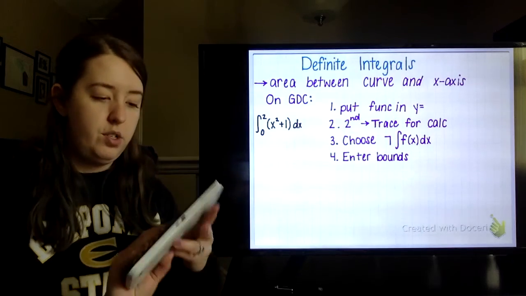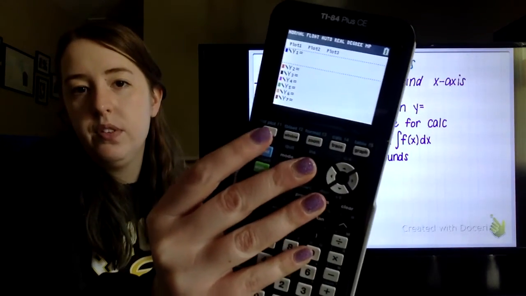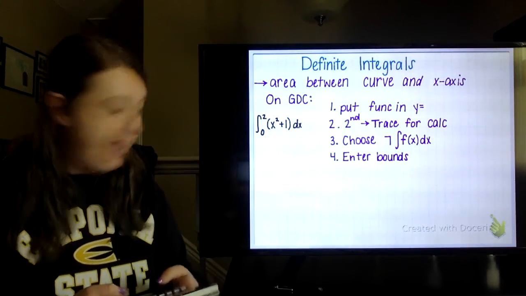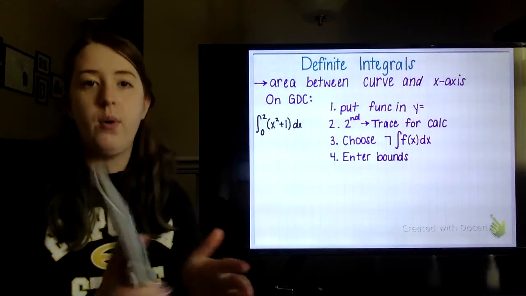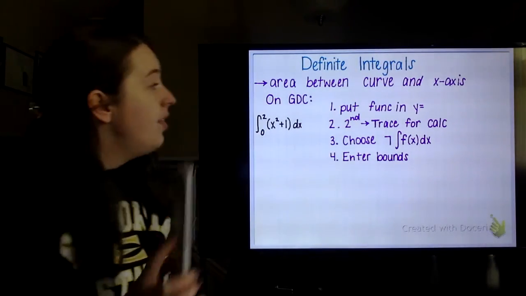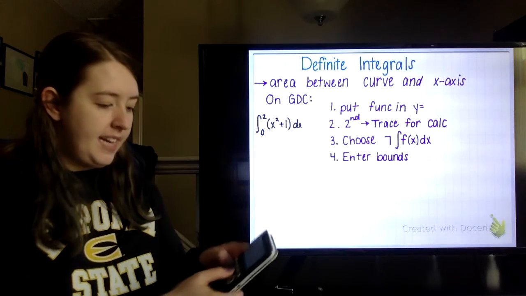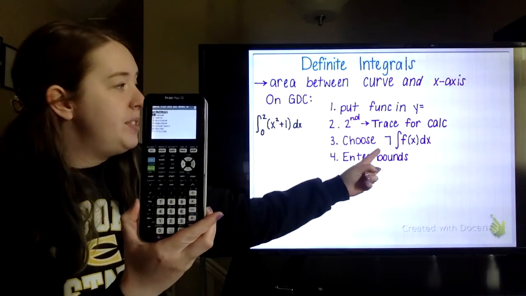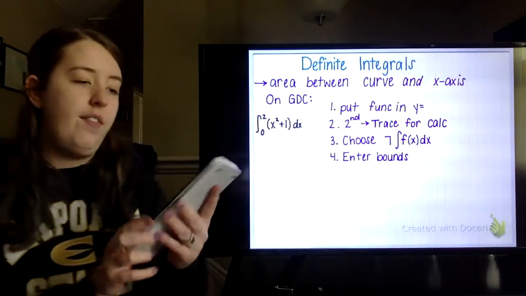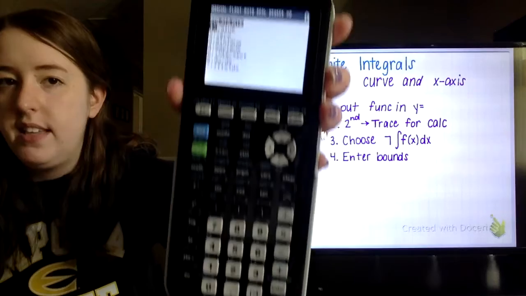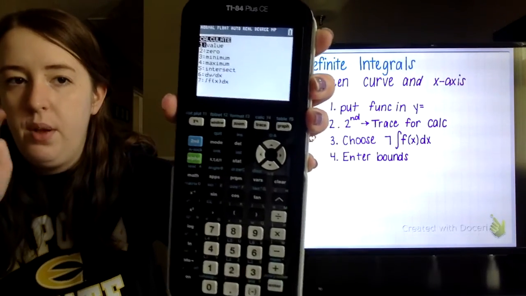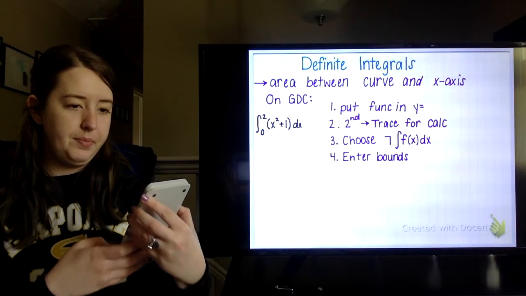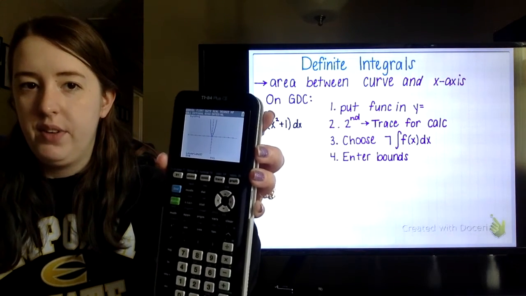First of all, we're going to go to y equals, push that button right there, and then we're going to go ahead and put our function in. So we'll have x squared plus 1 for our function. Then once we're there, we'll press second and then trace to get to calc. And then we'll go down and choose 7 where it has the integral of f of x. So you can press 7, you can go all the way down, you can press up, whatever you need to do. Then it'll graph and then it'll give you a little message.